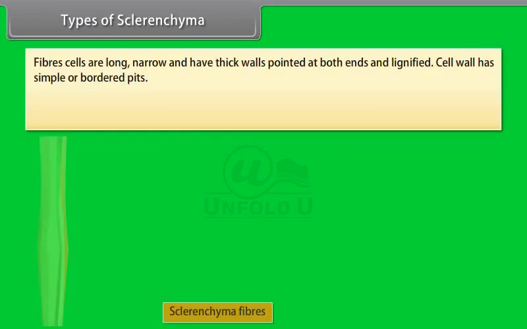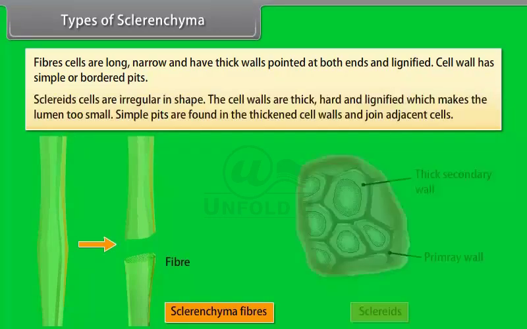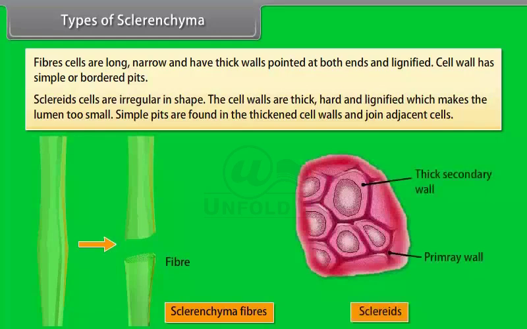Types of sclerenchyma. Fiber cells are long, narrow, and have thick walls pointed at both ends and lignified. Cell wall has simple or bordered pits. Sclereid cells are irregular in shape. The cell walls are thick, hard, and lignified, which make the lumen too small. Simple pits are found in the thickened cell walls and join adjacent cells.